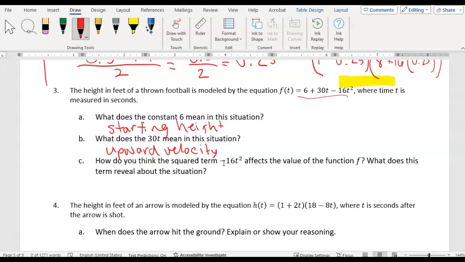So again, we talked today about real world situations and when this math would come into play, right? With a lot of sports players, they look at the speed of how fast they can throw something. How do you think the squared term negative 16t squared affects the value of the function? So negative 16t squared means it's going to bring this down. It brings it down. And this is showing the effect gravity has.